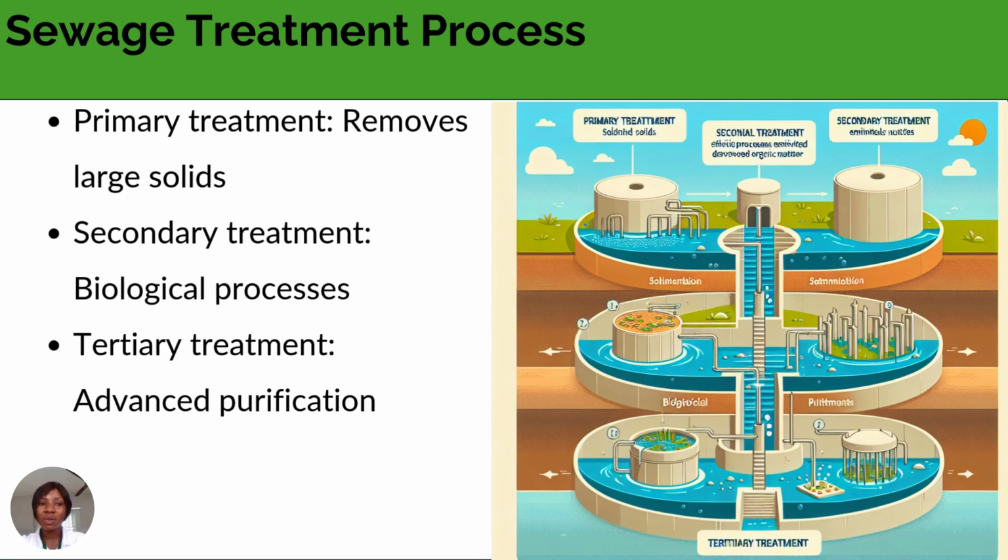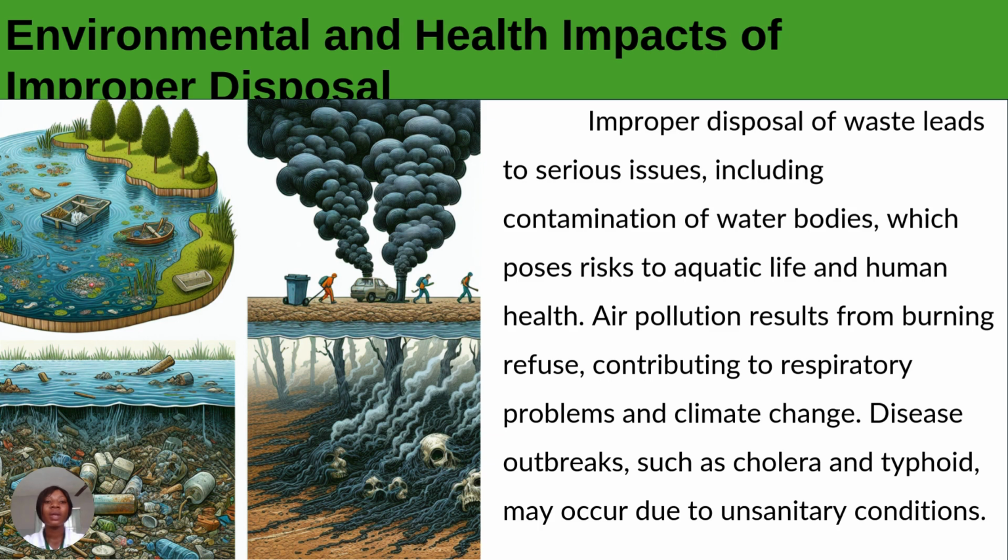Now, there are different ways of treating sewage. These are wastewater. Remember that sewage contains 99% of water and just 1% of soluble or insoluble materials. Now, the first treatment is primary treatment, which removes large solids. Then secondary treatment, biological processes, and we have the tertiary treatment, which is the advanced purification.